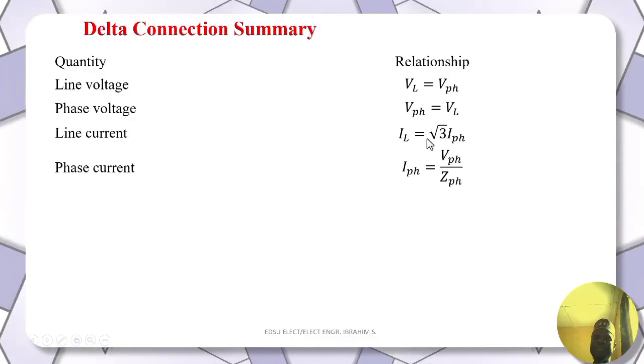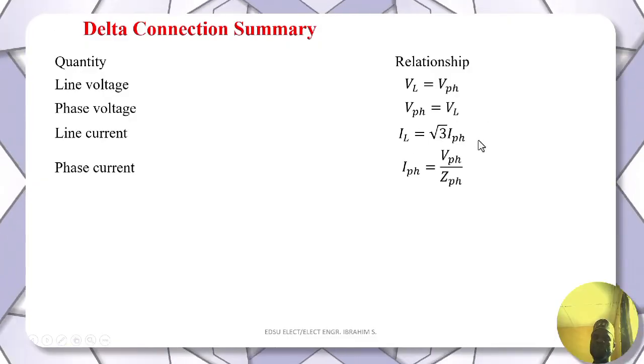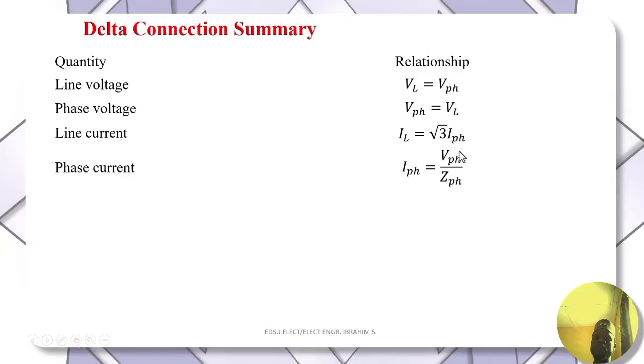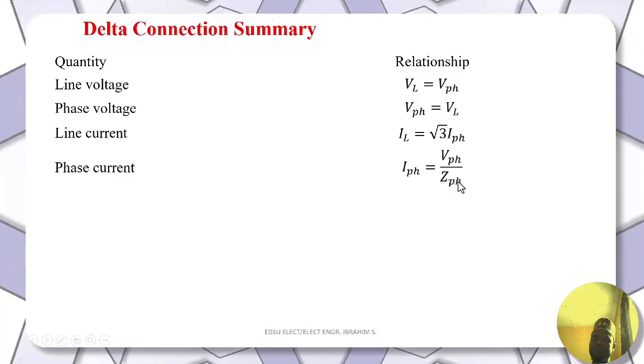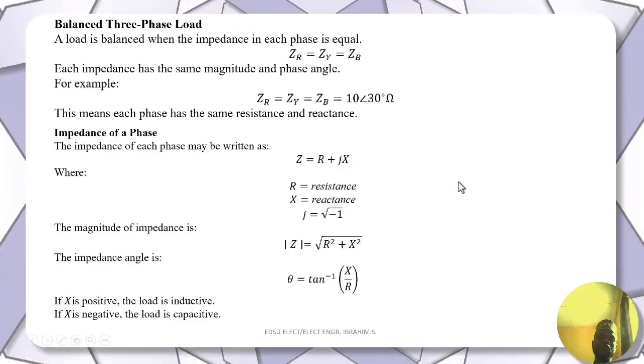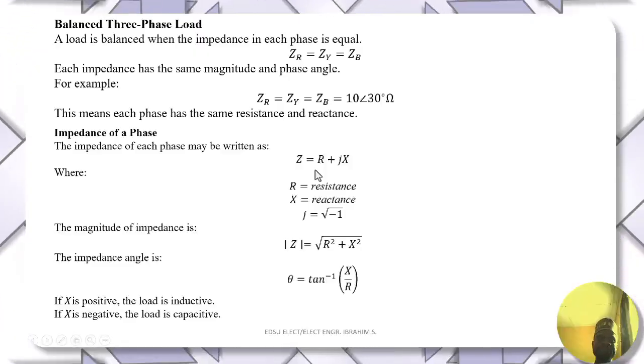Now the relationship: my V line and my V phase are the same, and my I line is root 3 of my I phase, or my I phase is V phase divided by my impedance per phase.